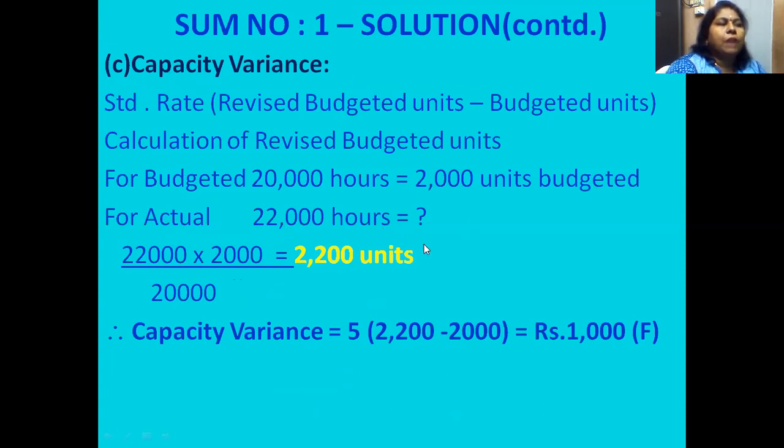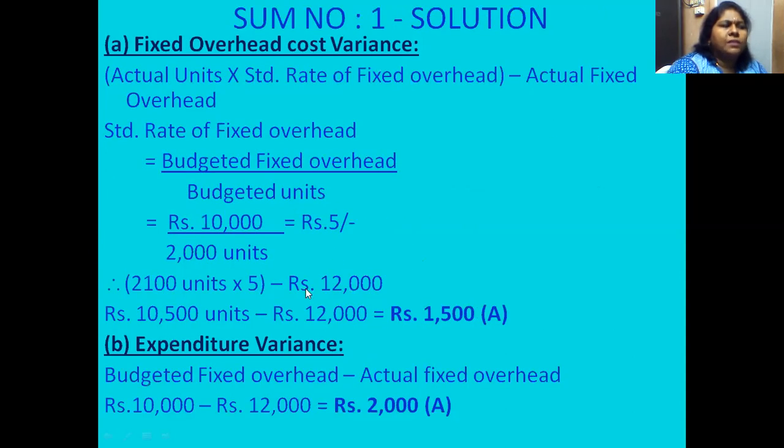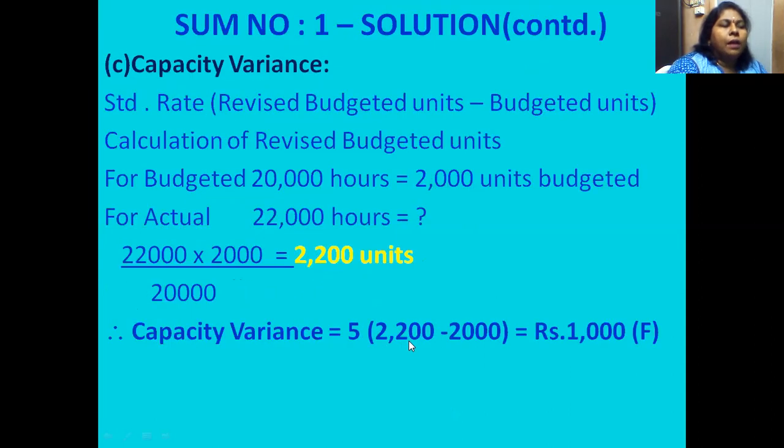So do a cross multiplication. You will come to know the revised budgeted units, that is 2,200 units. So how to calculate the capacity variance? Apply the formula. We already calculated the standard rate. The standard rate is 5 rupees. So 5 rupees into, within the brackets, revised budgeted minus budgeted units. The budgeted units given in the problem is 2,000 units. Revised is 2,200. So 2,200 minus 2,000 gives 200. 200 into 5, you will get a positive answer. That's what I mentioned as favorable. That is 1,000. This is all about how to calculate the capacity variance.